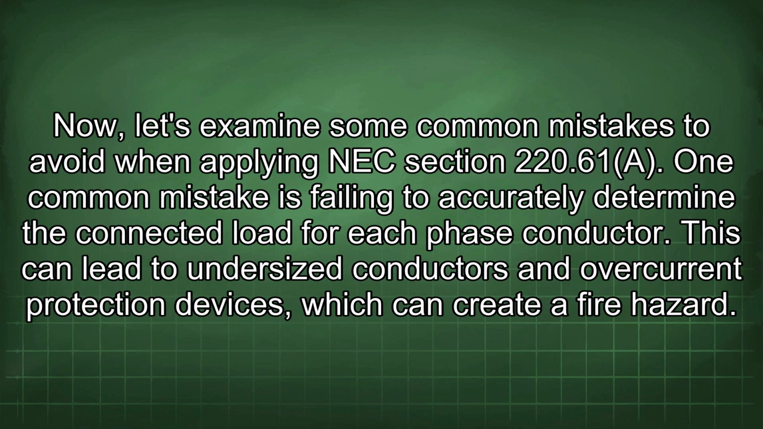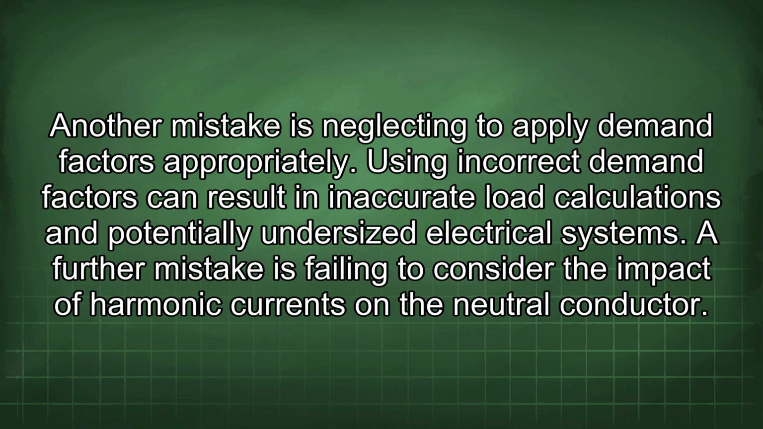Now, let's examine some common mistakes to avoid when applying NEC section 220.61(a). One common mistake is failing to accurately determine the connected load for each phase conductor. This can lead to undersized conductors and overcurrent protection devices, which can create a fire hazard. Another mistake is neglecting to apply demand factors appropriately. Using incorrect demand factors can result in inaccurate load calculations and potentially undersized electrical systems.